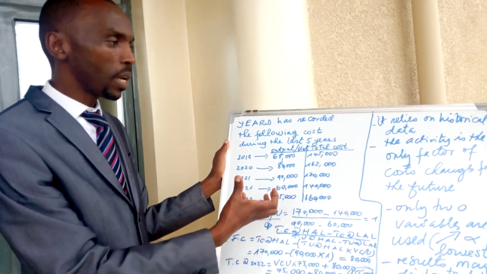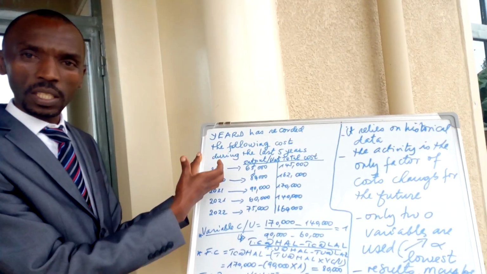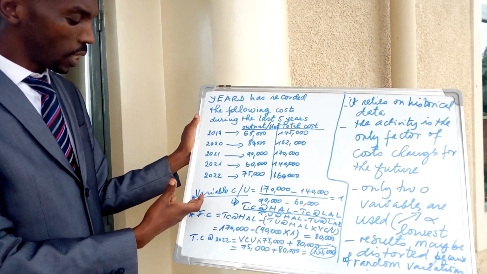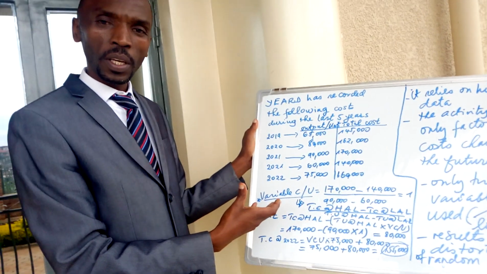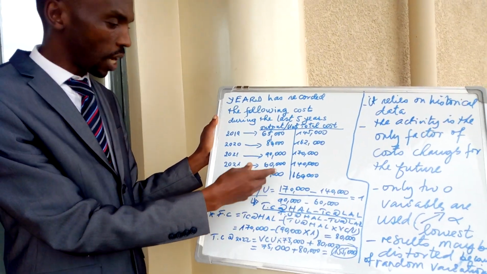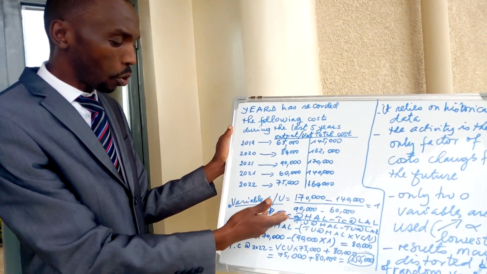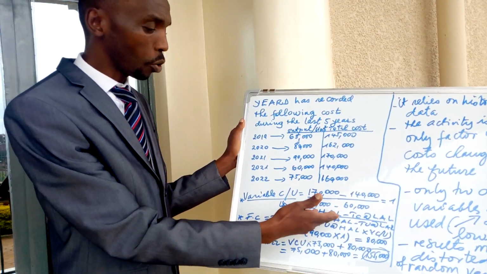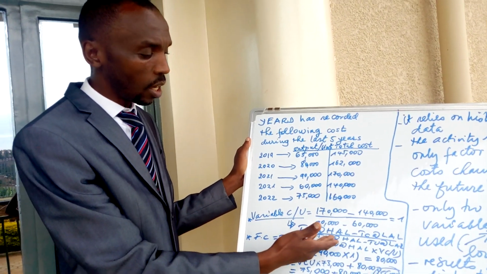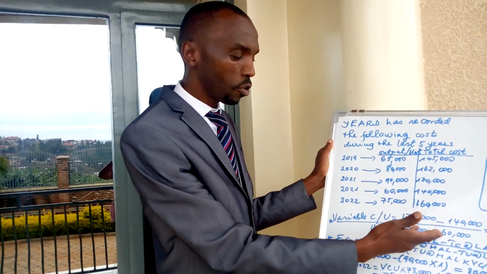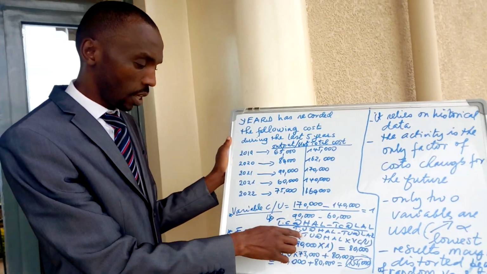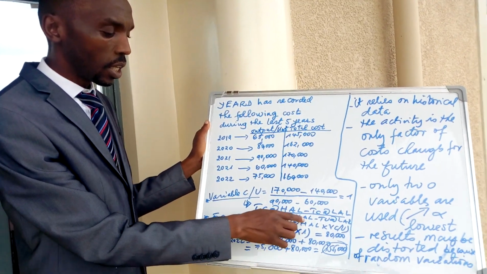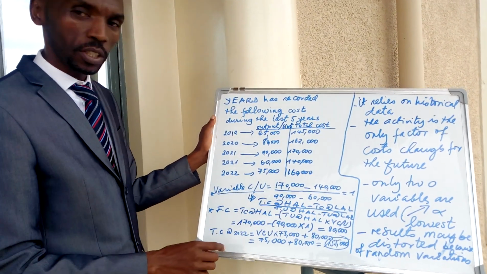If you want to determine the total costs using this high-low method, you need to calculate the variable cost per unit. And this variable cost per unit, as you can see, you compare the total cost at a high activity level and the total cost at a low activity level, then you divide by the total units at a high activity level minus the total units at a low activity level.